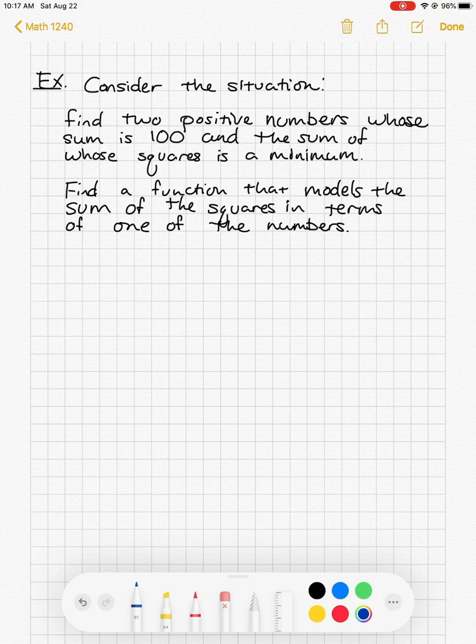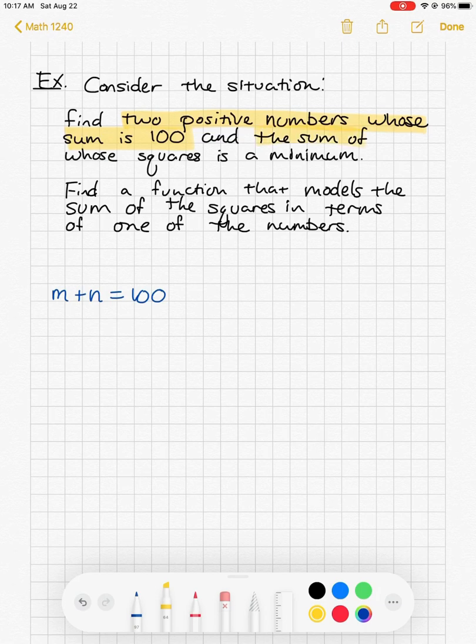Find two positive numbers whose sum is 100, the sum of whose squares is a minimum. Find a function that models the sum of the squares in terms of one of the numbers. I mean, I have to just start with something. Let's see, two positive numbers whose sum is 100. Let me just start with something like that then.